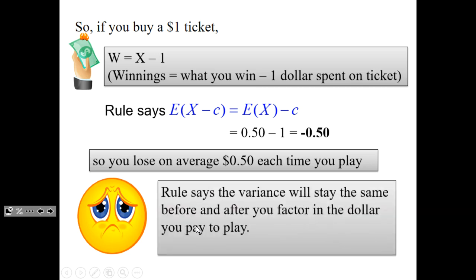Now, the rule says variance stays the same. You add or subtract a constant, variance doesn't change. So your variance is still 249, and standard deviation is still 13.8. Whether you pay $1 to play or $5 to play doesn't matter, it stays the same.